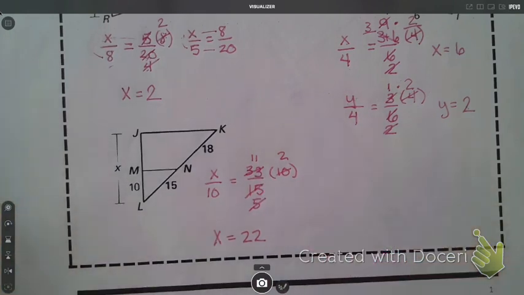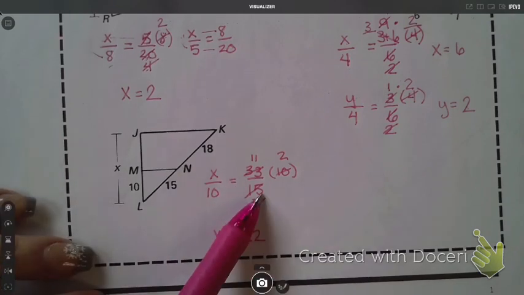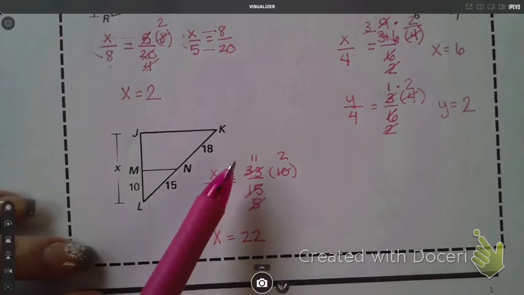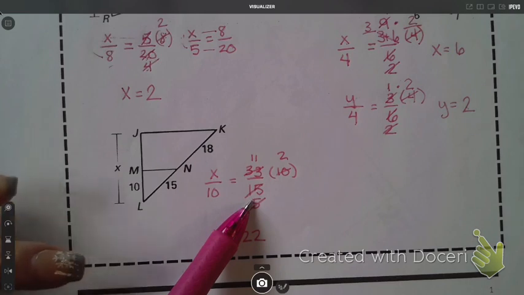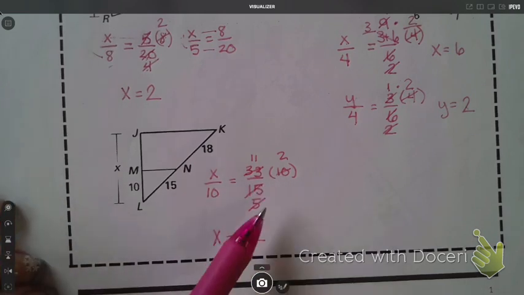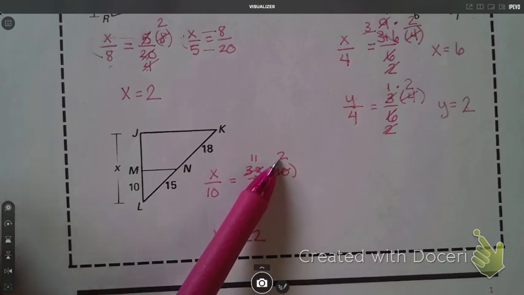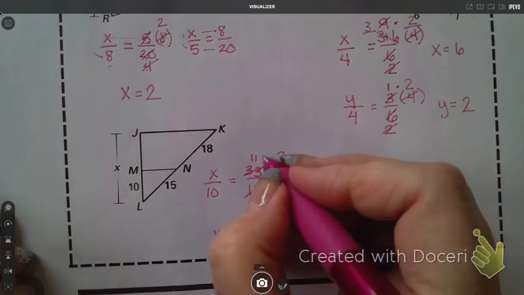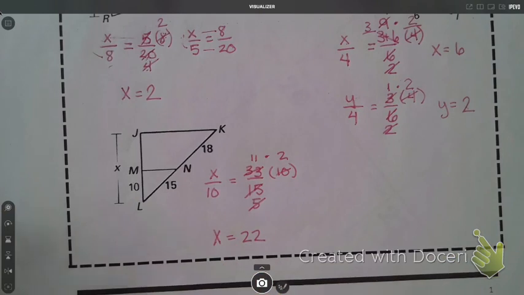I had 33 over 15, so I took out a 3 and got 11 over 5. Then I multiplied by 10, and 5 went into 10 twice. So 2 times 11 is 22. Now, this is a perfect example where reducing makes it better, because if not, you had 330 divided by 15.